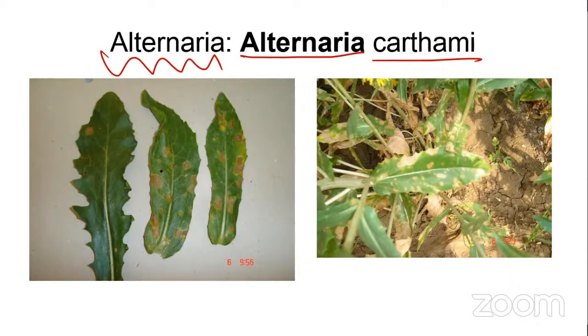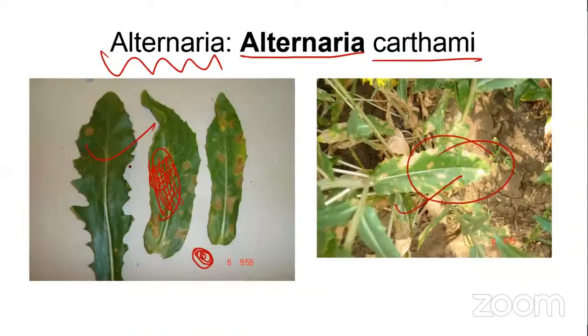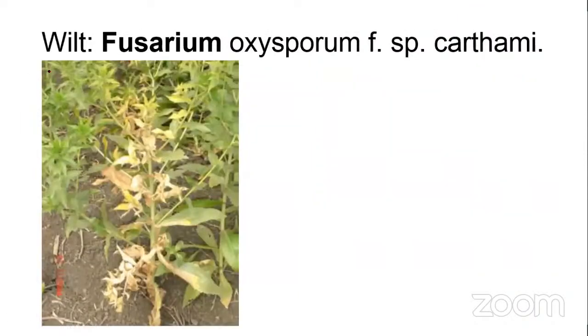See, a lesion is there inside that. A target board symptom will be there. This is the blight, and once the infection is high, it will coalesce and the entire lamina will turn brown, right? And even sometimes you can see a blotching type symptom with respect to Alternaria. Then, I told you the causal organism, right? Alternaria carthami.